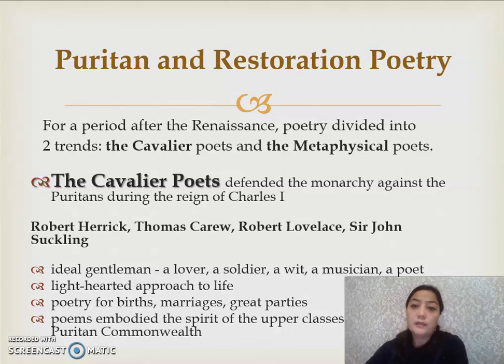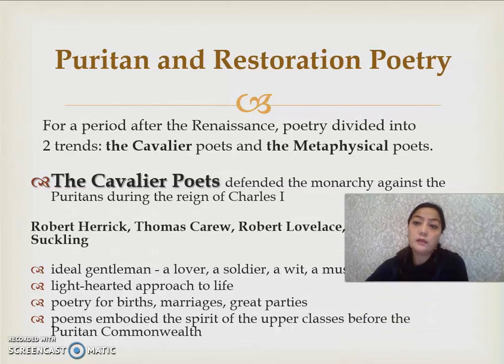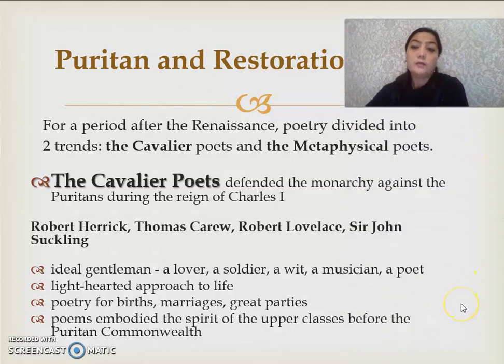What were the main topics and themes of Cavalier poetry? For example, an ideal gentleman, a lover, a soldier, a wit, a musician, a poet was the main hero of Cavalier poetry. A light-hearted approach to life was described in this poetry. It was poetry for births, marriages, and great parties. The poems embodied the spirit of the upper classes before the Puritan Commonwealth.